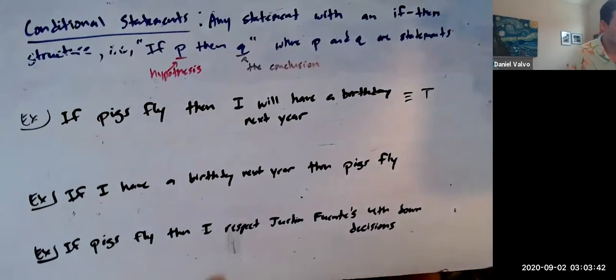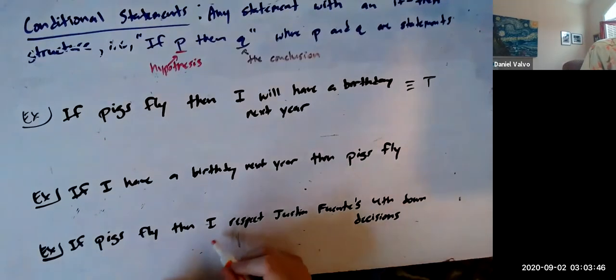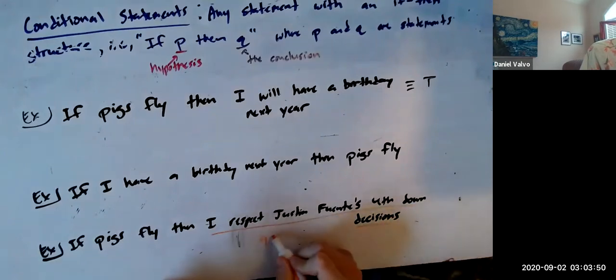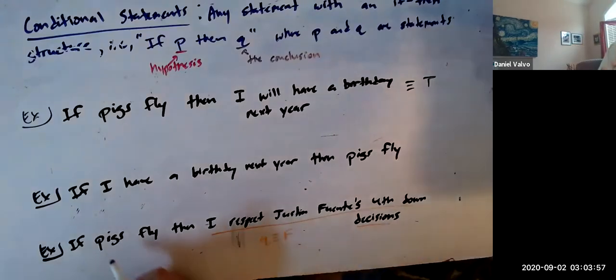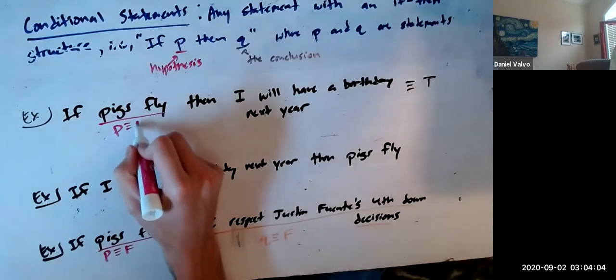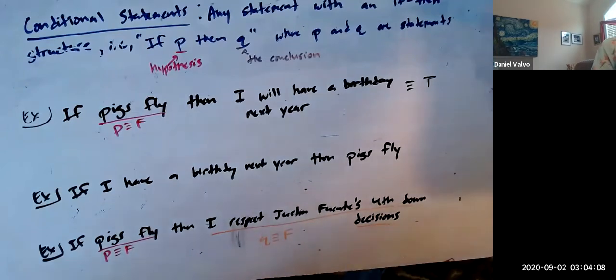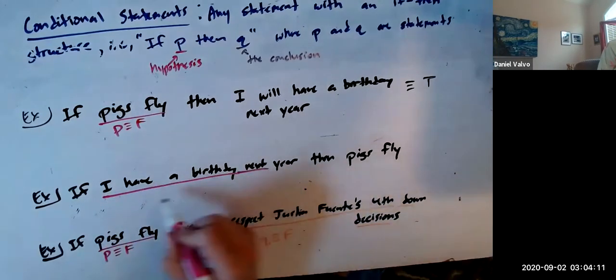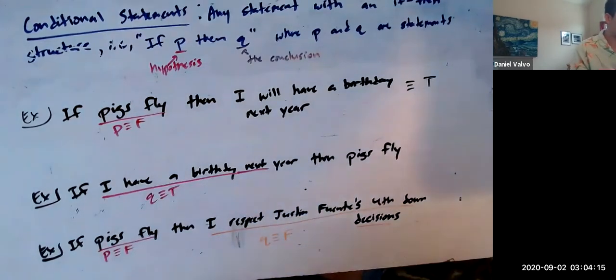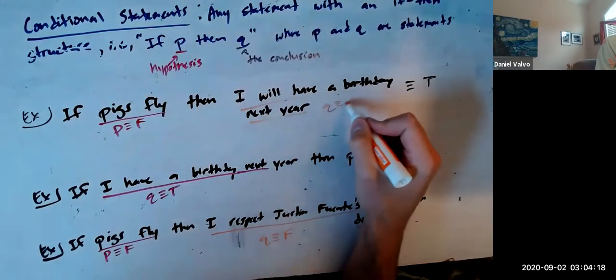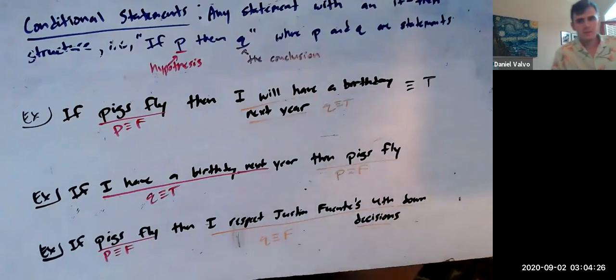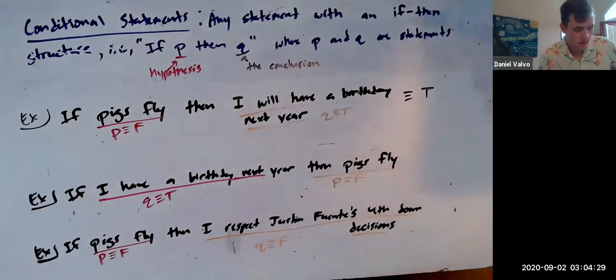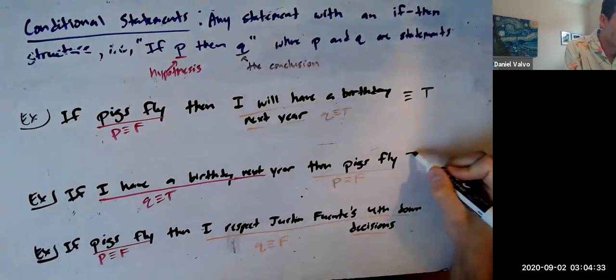All right. So I'll tell you right off the bat, because it's important for this, I don't respect Justin Fuentes' fourth down decisions, okay? And also, pigs don't fly. But I will have a birthday next year regardless. All right. So here's where it gets interesting. These two bottom statements here. Let's just do this one. Is this one going to be true or false?